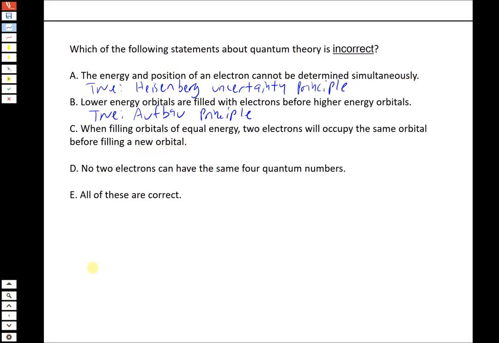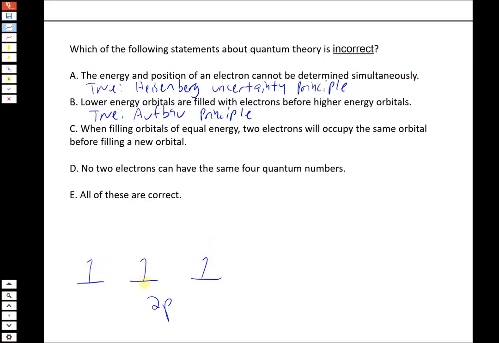Now this is the one that ends up being incorrect, because if you recall, when we were filling electrons into orbitals, which we did towards the end of class on Thursday of last week, if we have degenerate orbitals at the same energy, for example, a set of 2p orbitals, when we fill those electrons, we're going to go one at a time first before putting 2 electrons in the same orbital.